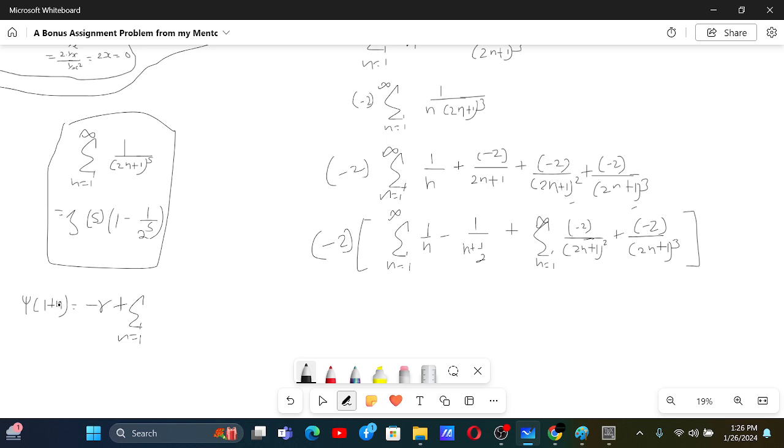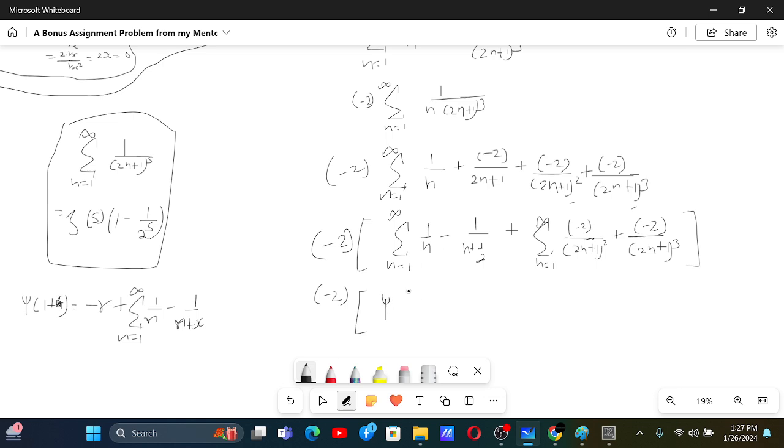Okay, let me write it over here: the sum from n equals 1 to infinity of 1 by n minus 1 by n plus x. This is the definition of the digamma function. If we use this, our sum over here looks like the sum of 1 by n, which is just infinity and doesn't really converge, but when there are these two terms, it will converge.